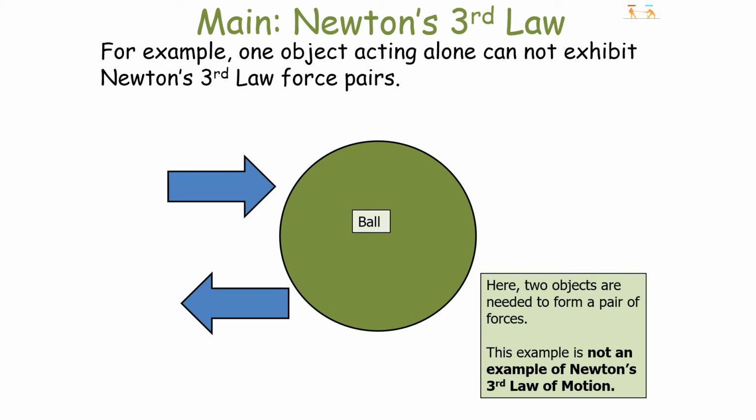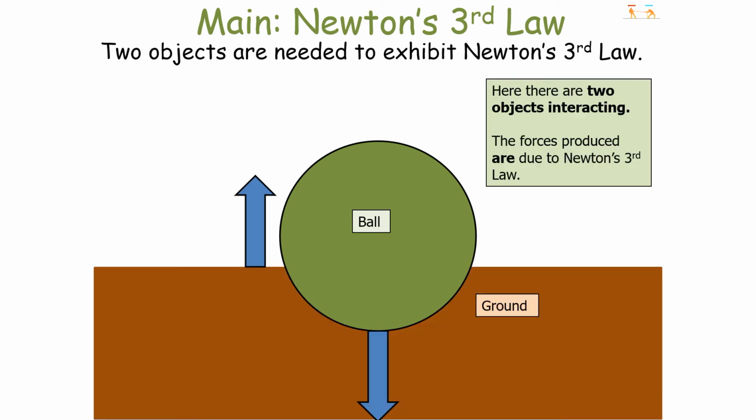So in this example, we've only got 1 object, a ball. So it can't be Newton's third law of motion. Here now we've got 2 objects, a ball and a ground. 2 objects are interacting. So the forces produced here are due to Newton's third law.